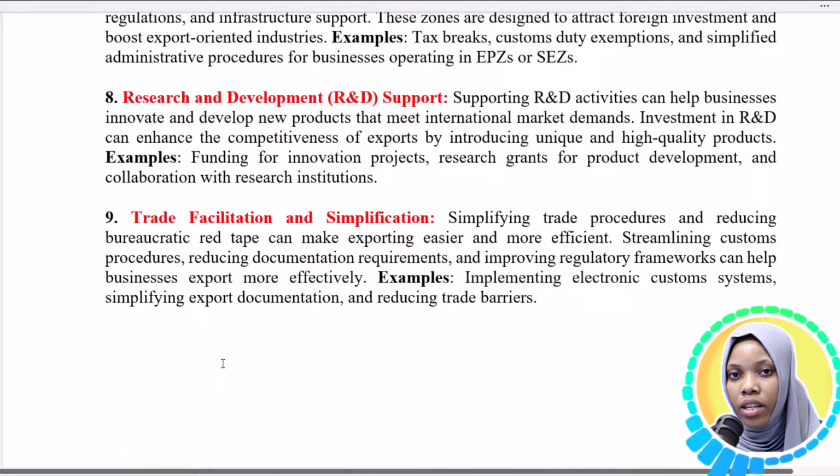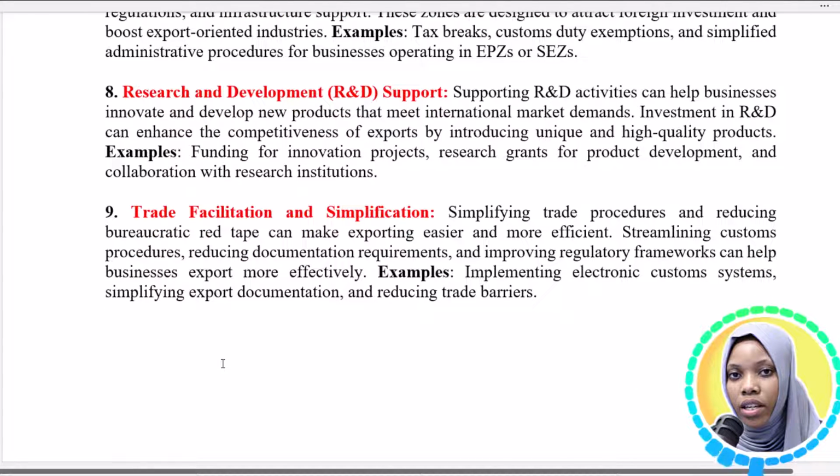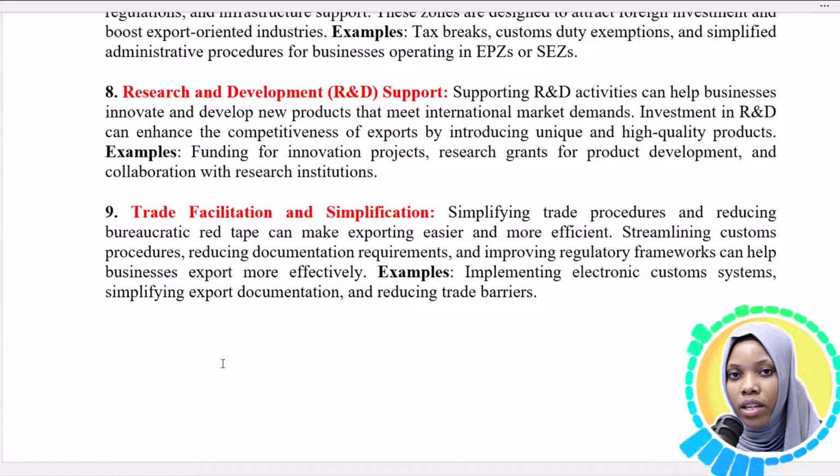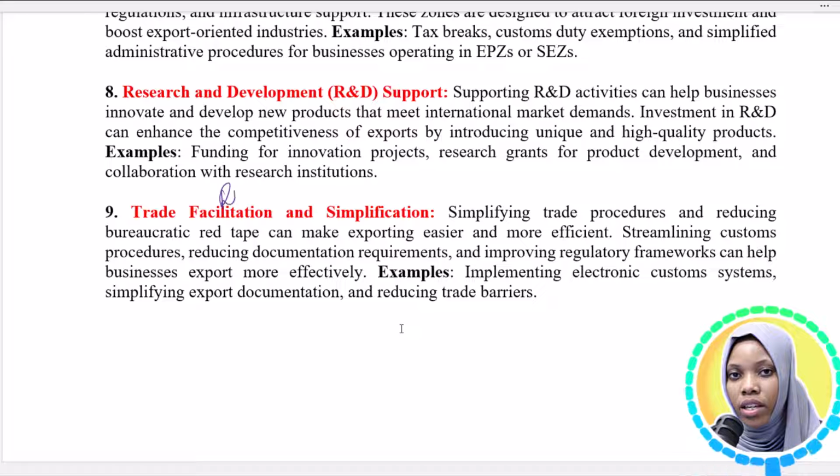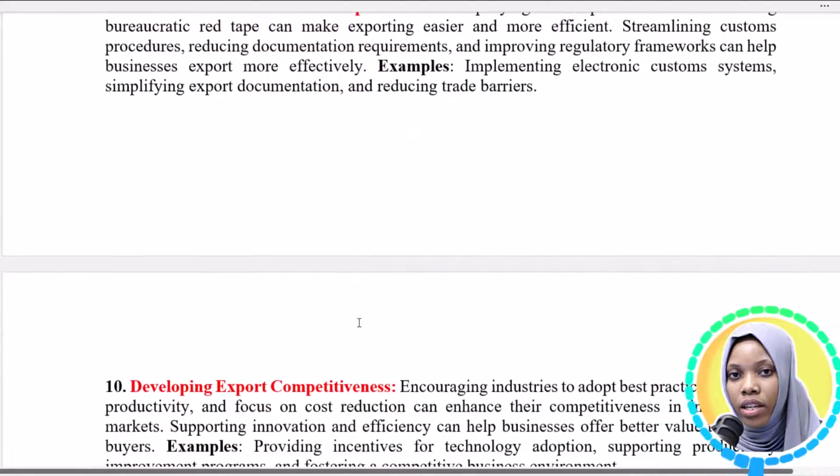Another method is research and development, finding out what the international markets need or demand, and producing those products that the international markets require. And then another method is trade facilitation and simplification: reducing rules and regulations on exports. That is trade facilitation and simplification.